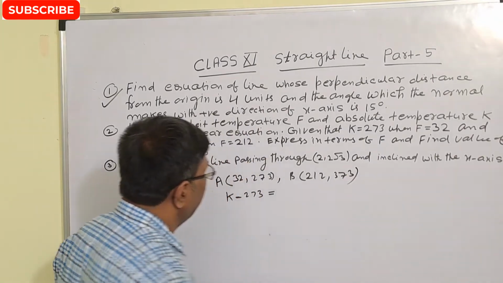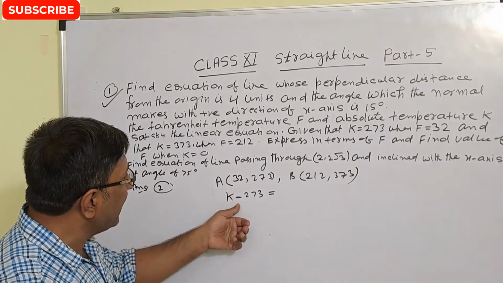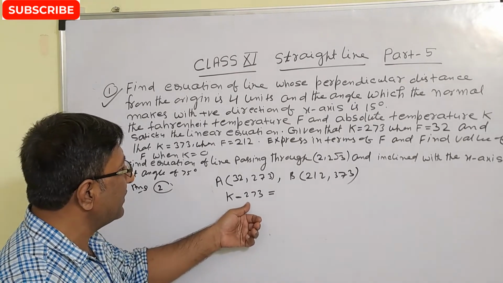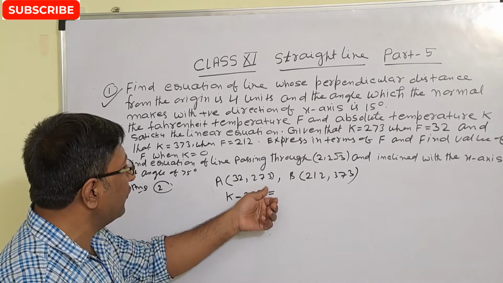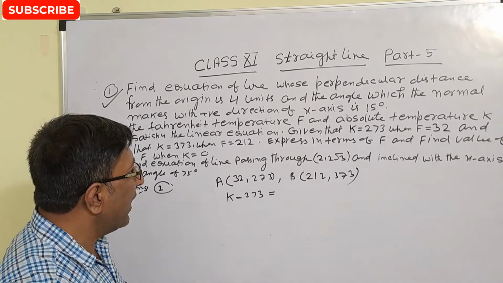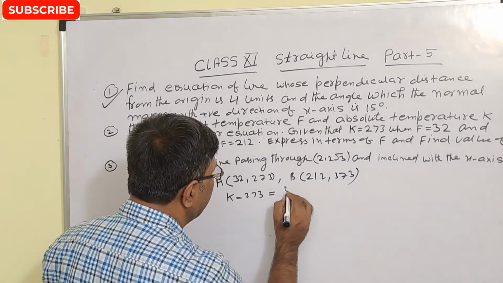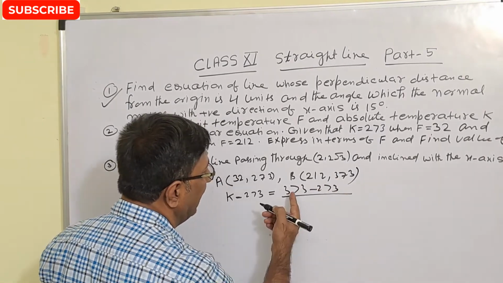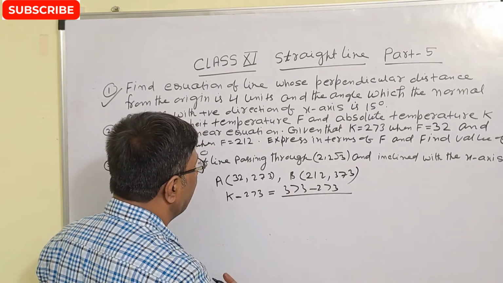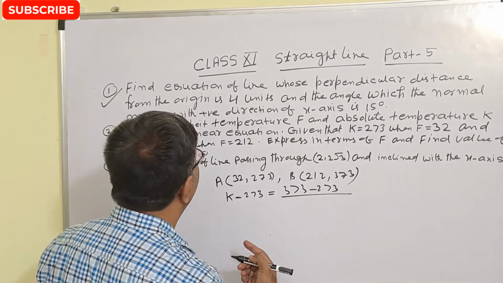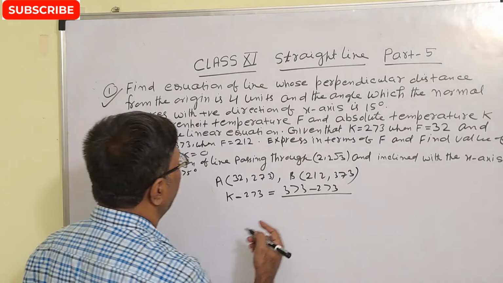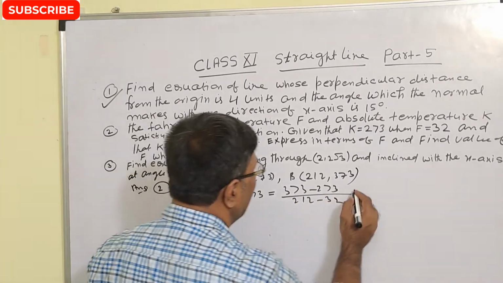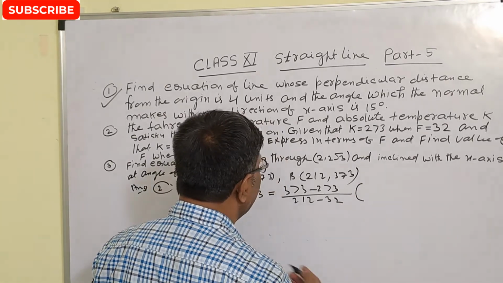This is y minus y1, so the y coordinate is k. So k minus y1, that is 273. Now y2 minus y1, so this is 373 minus 273. Okay, y2 minus y1 divided by x2 minus x1. So x2 minus x1 is what? That is 212 minus 32, into x minus x1.